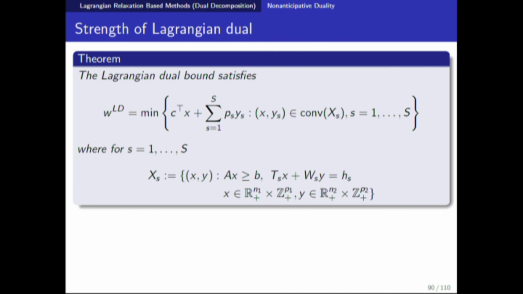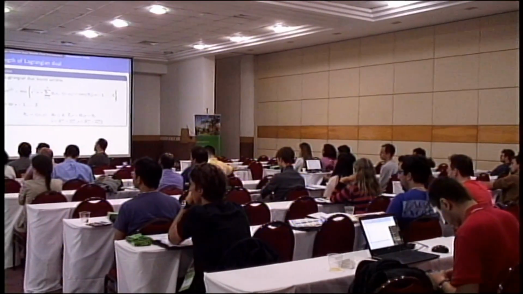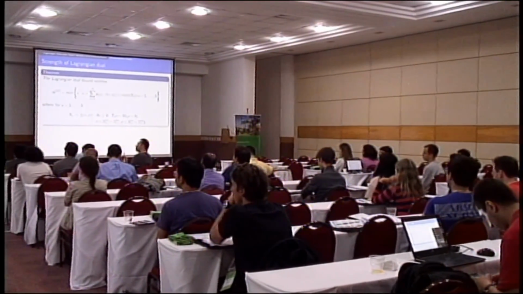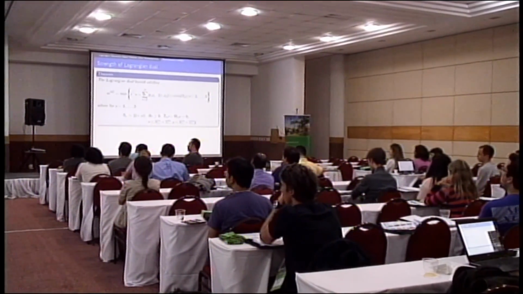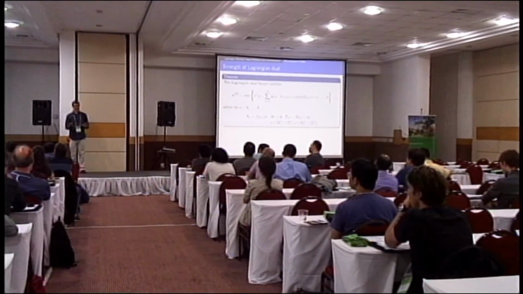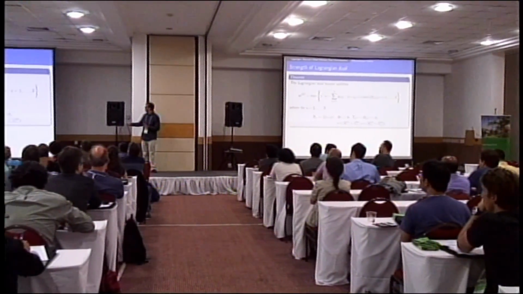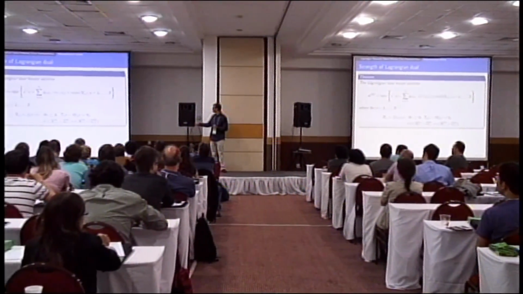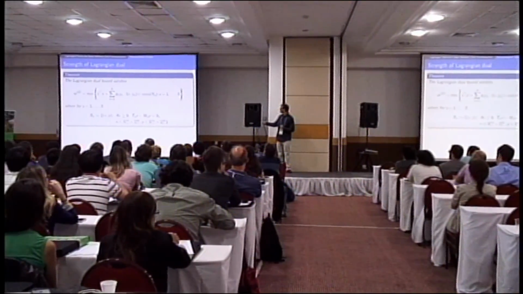Okay, so how good is this Lagrangian dual? I'm going to talk a little bit, or a fair amount, about how we might try to calculate that Lagrangian dual and optimize it. But first of all, what good would it be if we could optimize it? So standard Lagrangian duality theory tells us exactly this. The value of that Lagrangian dual bound is equal to the value of this problem here.